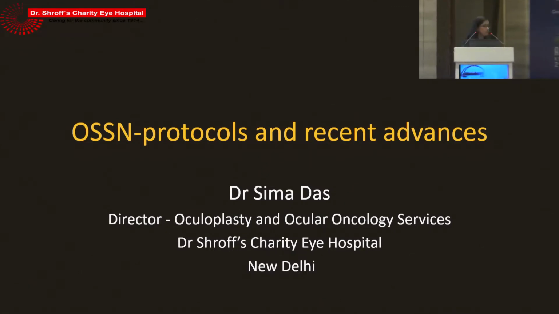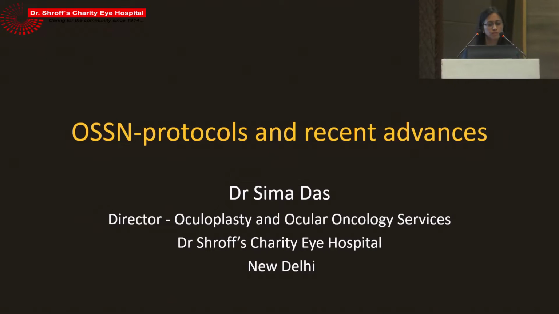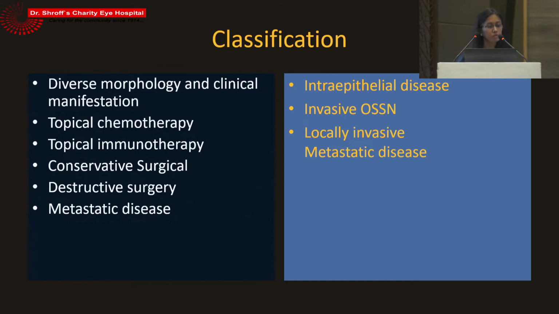So I'll be talking about OSSN, the current protocols of treatment that we follow, and what are the new things. OSSN, we know, has diverse morphology clinically, and the treatment modalities range from conservative topical chemotherapy and immunotherapy, going on to the destructive surgeries, ranging from enucleation and exenteration, and of course excision biopsy for the more advanced tumors. Histopathologically, we can classify them into intraepithelial disease, invasive OSSN, which is invading the sclera and then going inside, being locally invasive, growing intraocularly or going to the orbit, and then metastatic disease.